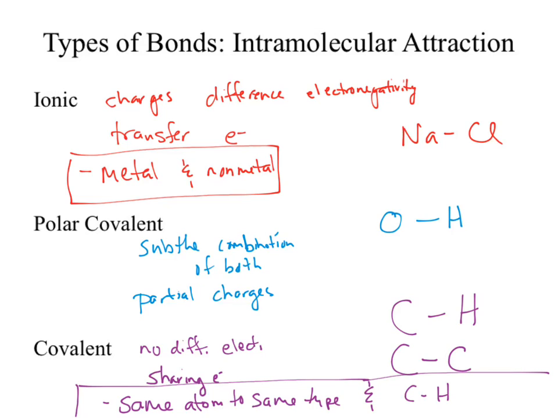Oxygen is more electronegative than hydrogen. True, oxygen is more electronegative than hydrogen, so I have a big difference in electronegativity. Why is it not an ionic bond? Because they're both nonmetals. They're both nonmetals. So this type of bond has characteristics of both the ionic bond and the nonpolar covalent bond. We're looking at a large difference in electronegativity, but on nonmetals.